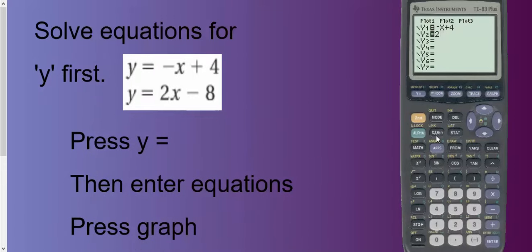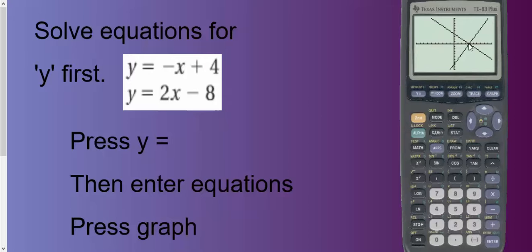Actually, let me show you what happens if you try to put a minus here. If you try to enter minus x plus 4 and hit graph, it gives you a syntax error. That's telling you we can't do a minus x. So you have to do a negative x, and then if you hit graph, it'll graph it. Let's enter the second one: 2x minus 8, and click graph.